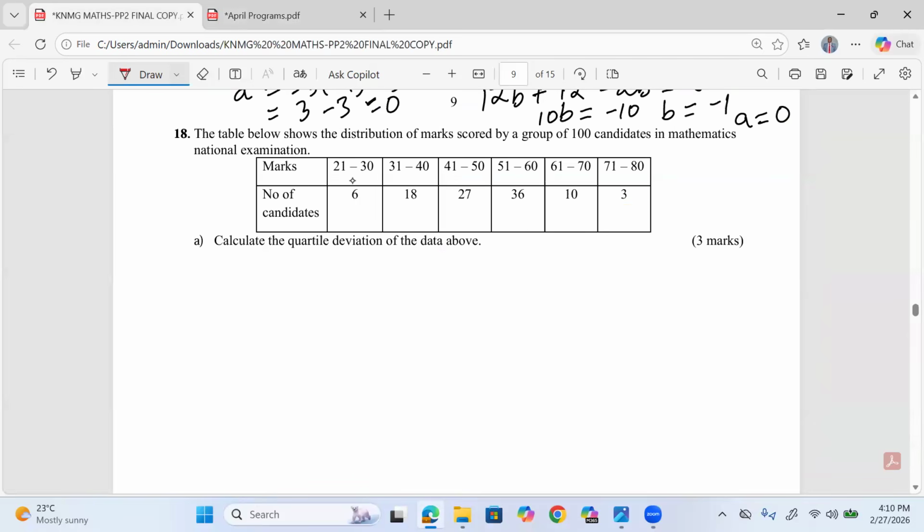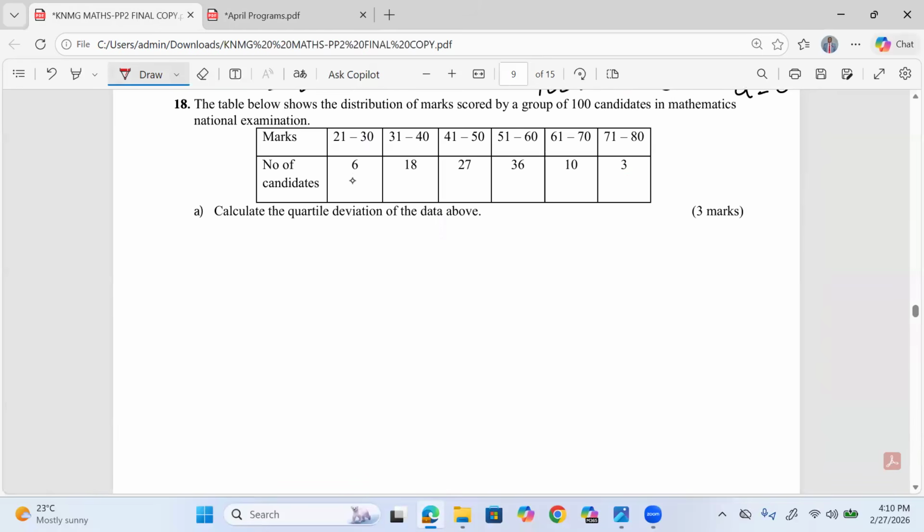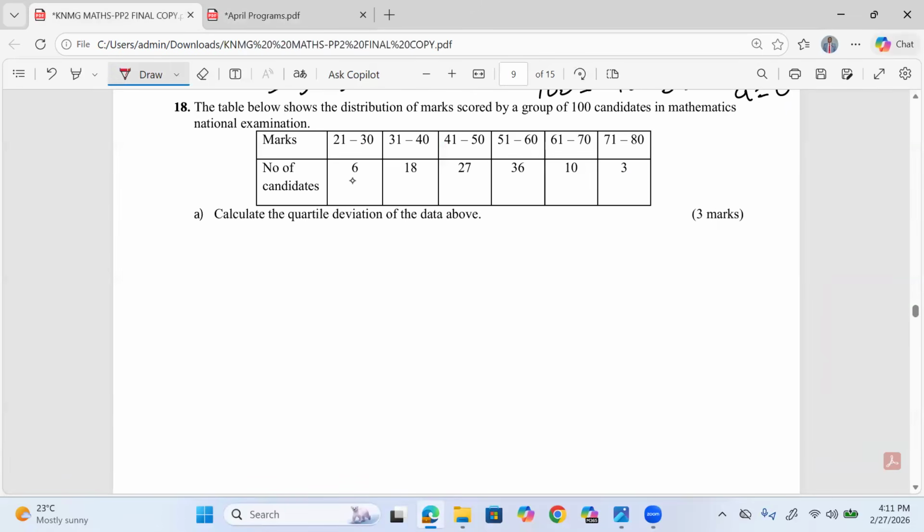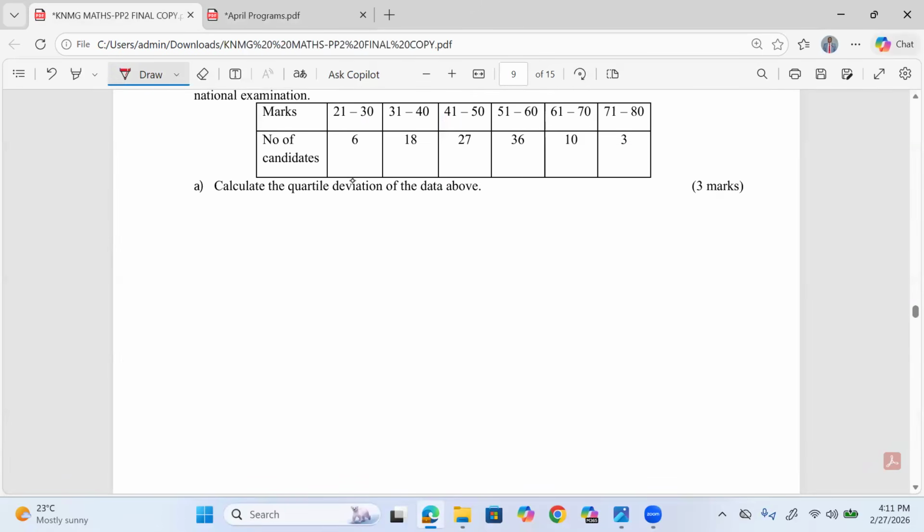Number 18. The table below shows the distribution of marks scored by a group of 100 candidates in mathematics national examination. Calculate the quartile deviation of the data above. Quartile deviation.